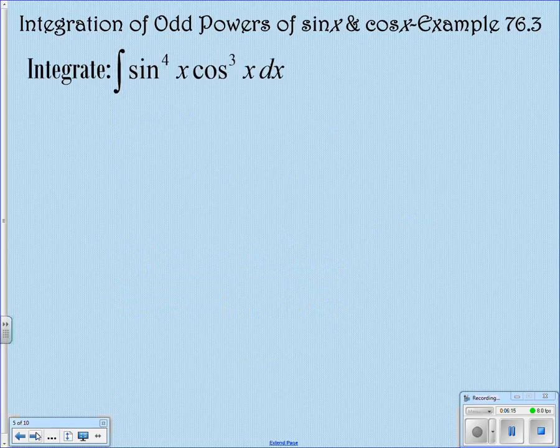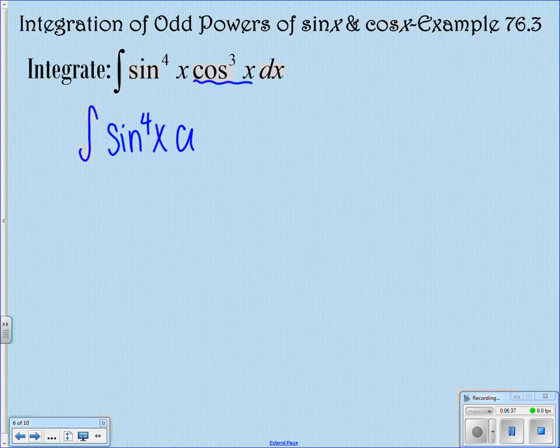So now let's look at another example where we have both a sine and a cosine. We've got sine to the 4th and cosine to the 3rd. What you want to do is to break up the factor that is raised to an odd power. The one that's raised to an odd power is the cosine. So that's the one we're going to break up. So we're going to have sine to the 4th, cosine squared, and cosine.